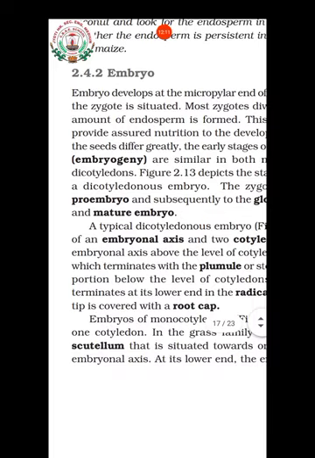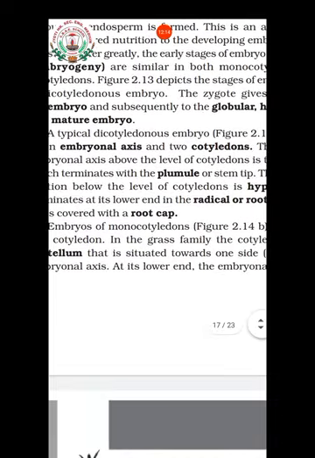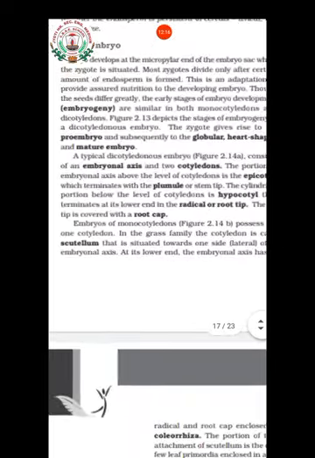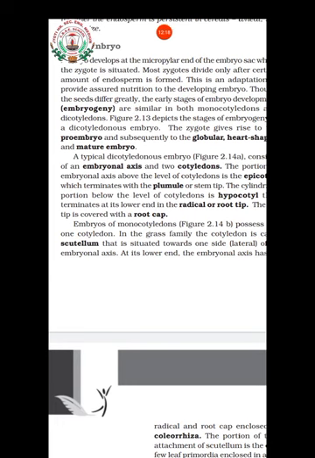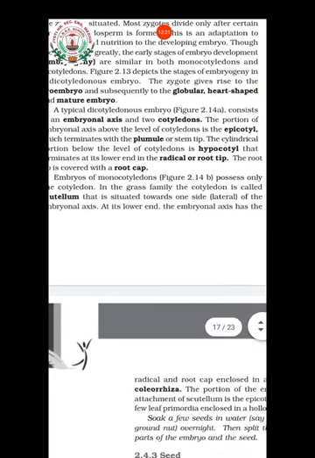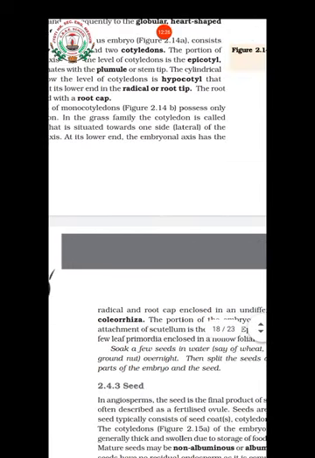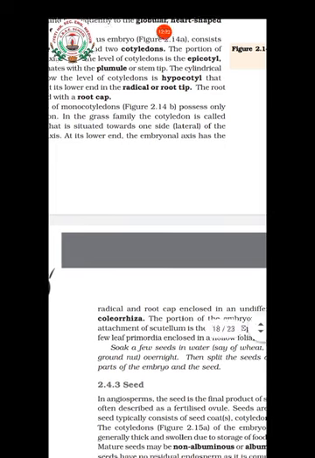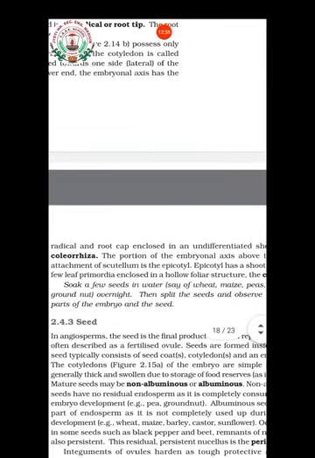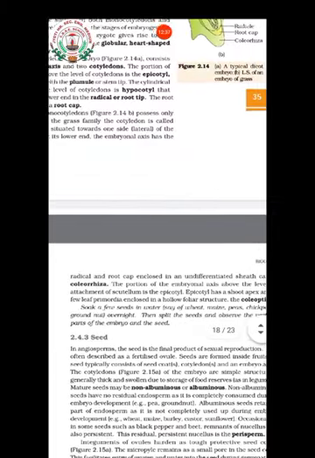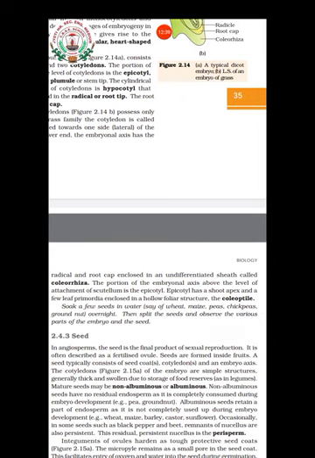embryo. So what are they? There will be one cotyledon, and that cotyledon is known as scutellum, and that is situated towards one side of the embryonal axis, and at the lower side of the embryonal axis there is what? The radicle. The radicle and the root cap will be enclosed in a sheath-like structure. That sheath-like structure is known as coleorhiza. What is it? Coleorhiza.